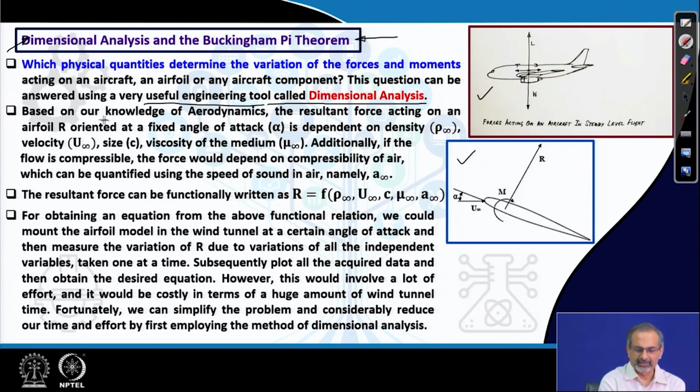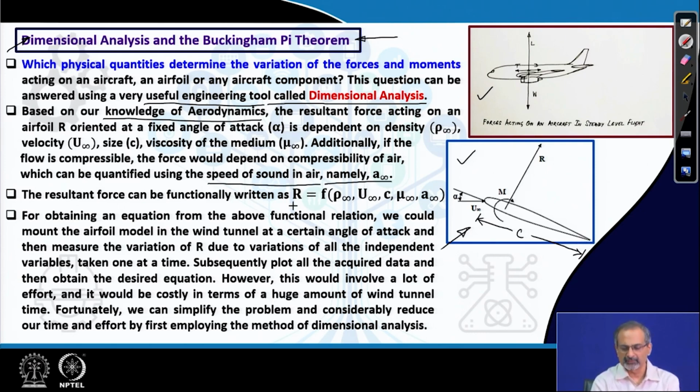Now, based on our existing knowledge of aerodynamics, we can say that if we are looking at the airfoil problem, the resultant force which acts on the airfoil, when it is fixed at a certain angle of attack, is dependent on density, velocity, that of the free stream, then its size, which could be the chord length of the airfoil, the viscosity of the medium, again referring to the free stream values, and additionally if the flow is compressible, you have to bring in the compressibility effect of air into account by introducing the speed of sound.